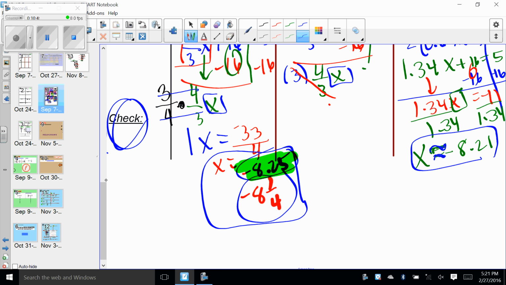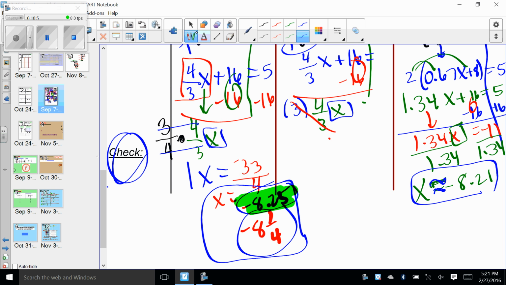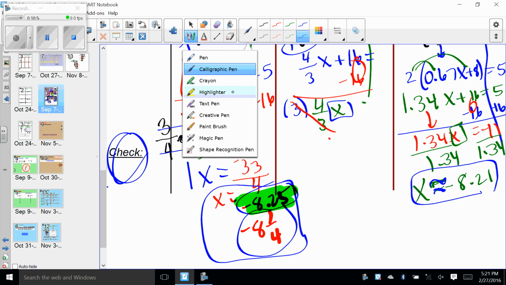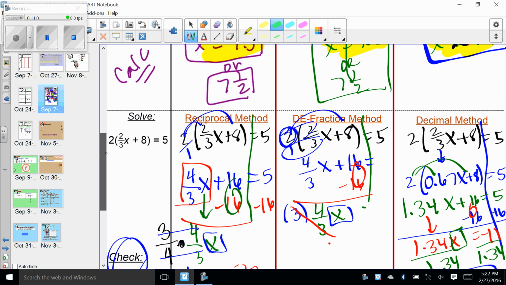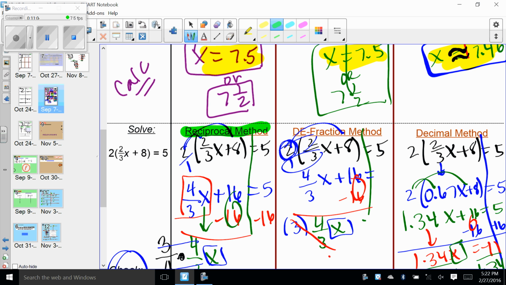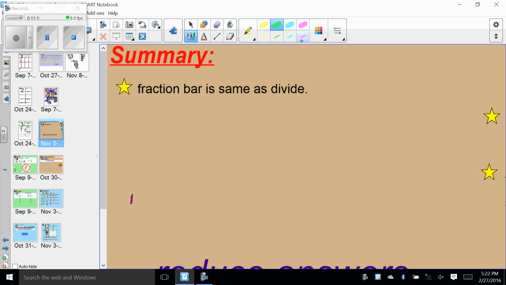Now it's not perfect because we were looking for negative 8.25 as our answer, but it's very close. And because of the rounding, we do have the correct answer there. So that's how you would solve a fraction. You have 3 choices. You have the choice of reciprocal where you flip, defraction where you kill the denominator, or decimal where you just put the fraction in your calculator, get the decimal, and then just go hand method the rest of the way.